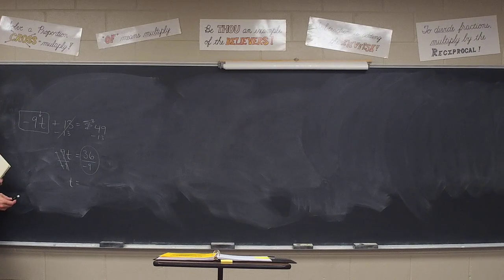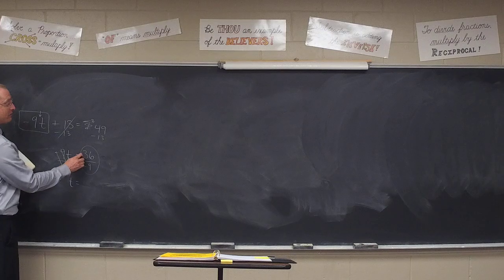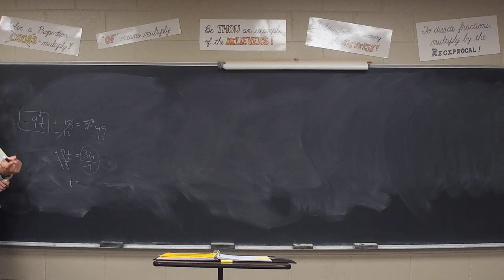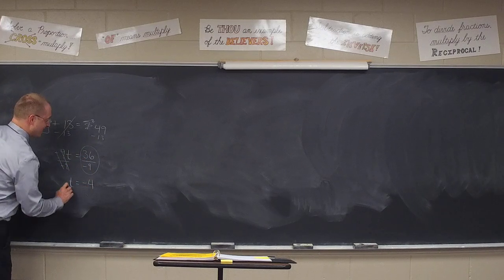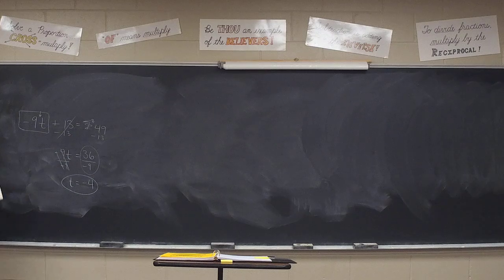1/4. Would it be 4? Well, but positive divided by negative gives us a negative. So we should have negative 4. There we go. 36 divided by 9 is 4, but positive divided by negative is negative. So negative 4, our answer.